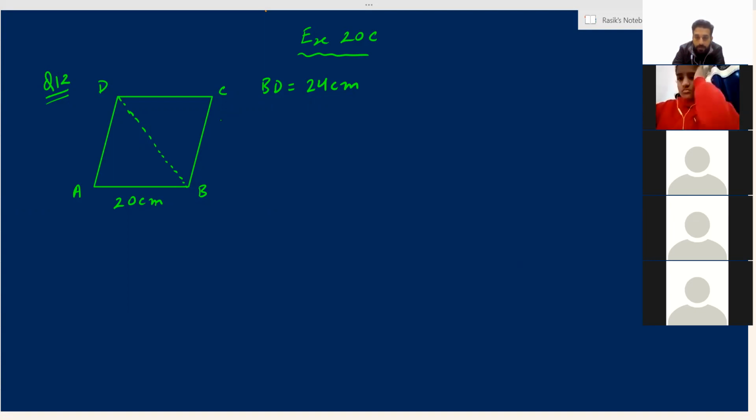Sir, we can use the formula of half into d1 into d2. Very good. Absolutely right. The first diagonal of the rhombus is given, 24. The other diagonal of the rhombus is not given. D2 is not there. So we will use half into product of diagonals, but for that we will first find out the second diagonal of the rhombus. How can we find the second diagonal of the rhombus? By using the properties of this rhombus.